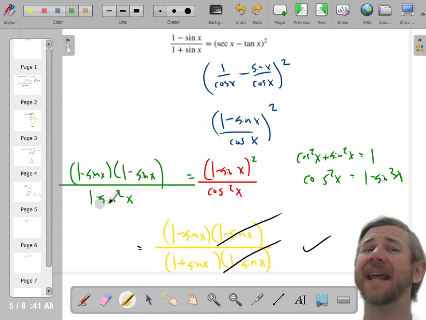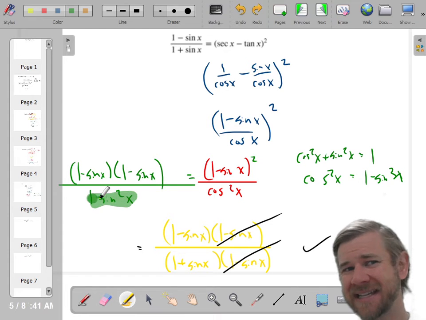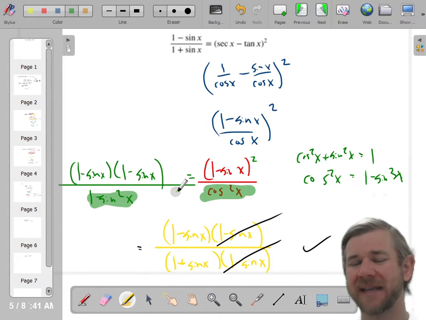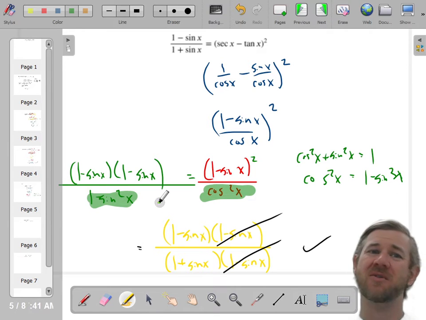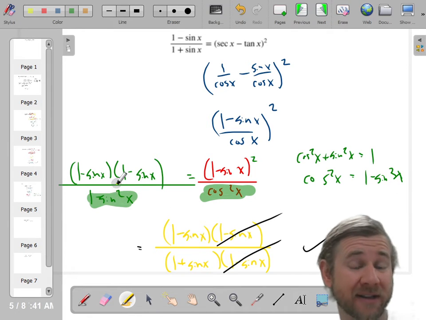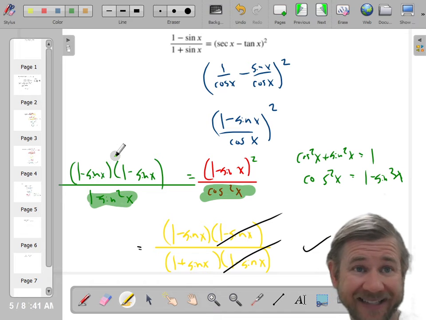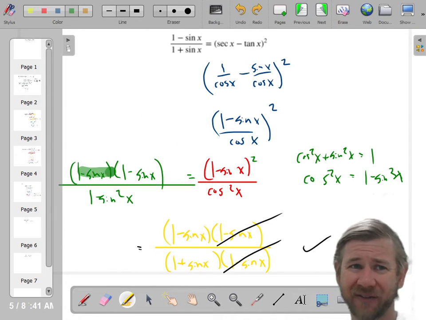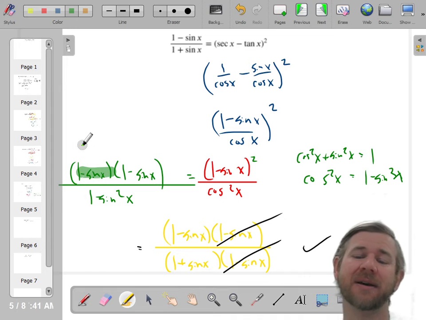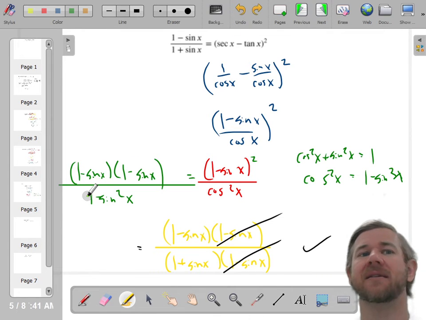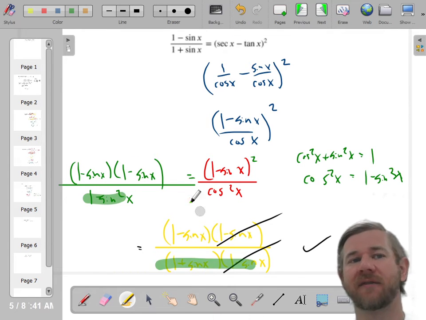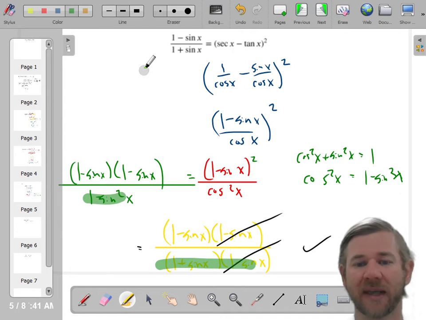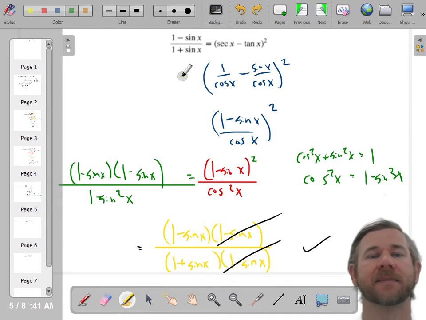Now, knowing that this is a thing is important because I'm going to go backwards. And also knowing that 1 minus sine squared is a perfect square is also important. That's kind of just like, hey, I think I can factor. I can get rid of one of these 1 minus sine x's if I use that idea. So I took this and I factored it, and I was able to cancel one of my 1 minus sine x's. It was kind of tricky.